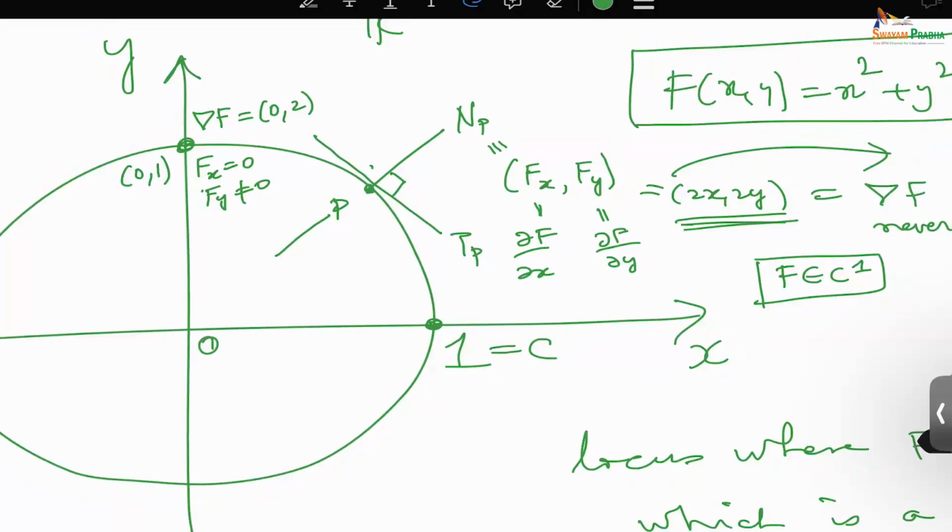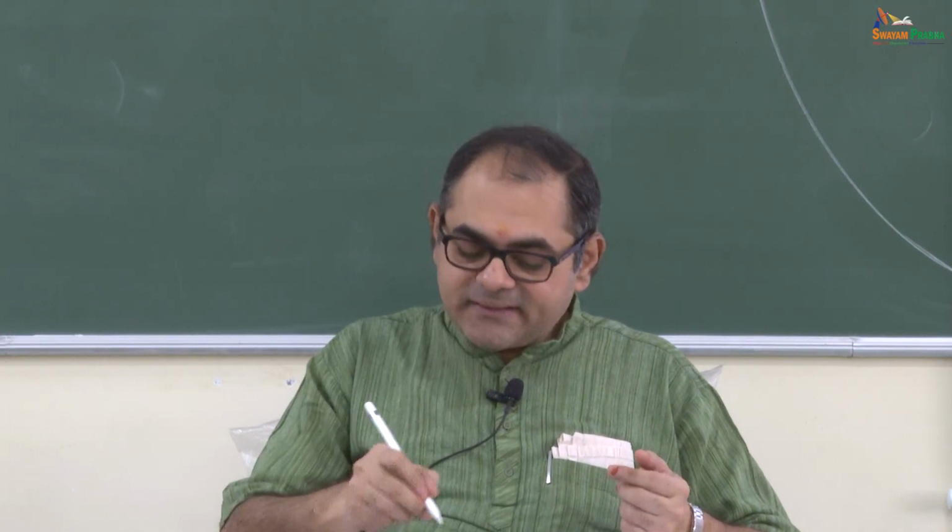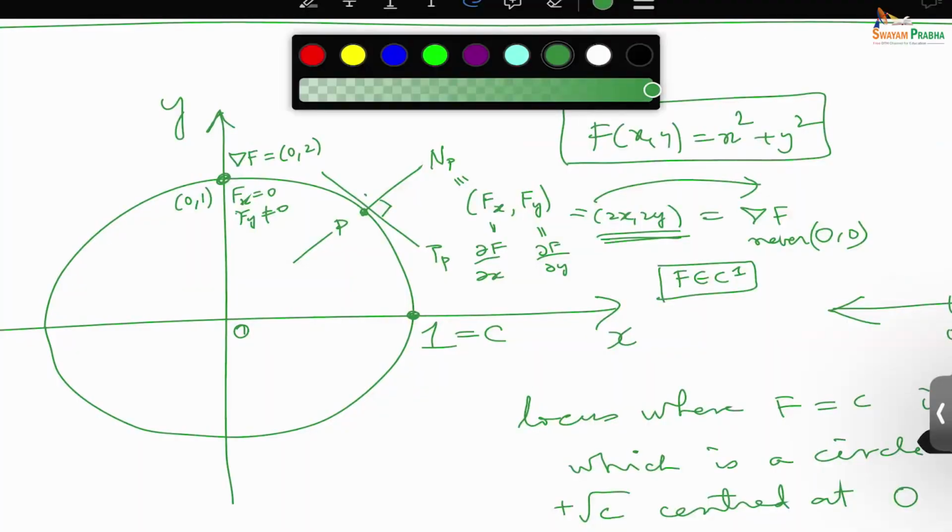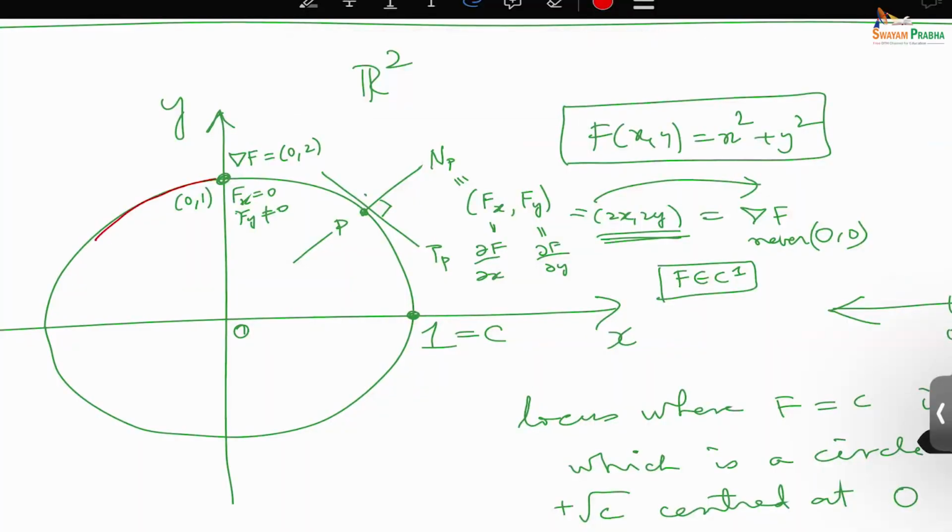And look at what is happening. I can write, in the vicinity of this point, let me draw it like this, I can write out this curve as the graph of a function. Actually, I can write this as the graph of y is equal to a positive square root of 1 minus x squared. Okay, I can write it like this.